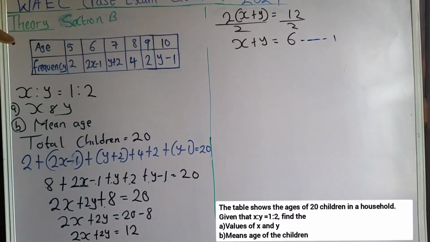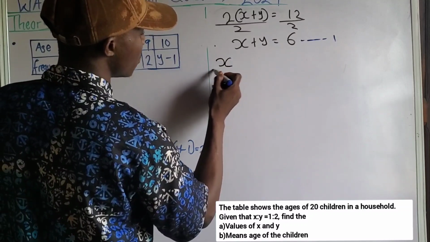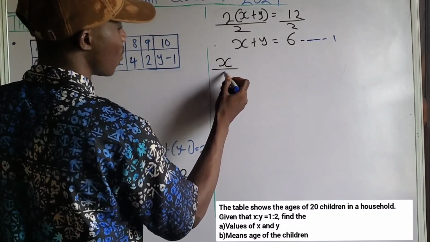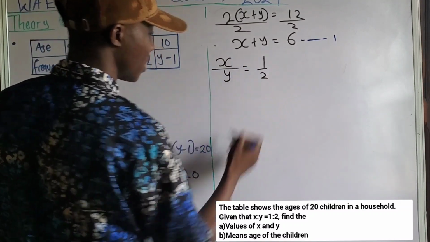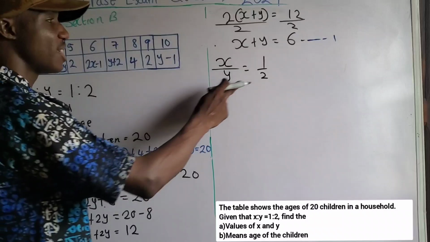Now, look, we are given another important information in the question. We are given that the ratio x to y equals 1 over 2. Now, ratio is just like division. So, x over y equals 1 over 2. Do you understand? Expressing a fraction in its lowest term gives the ratio of that fraction. Are you getting it? So, x over y equals 1 over 2.